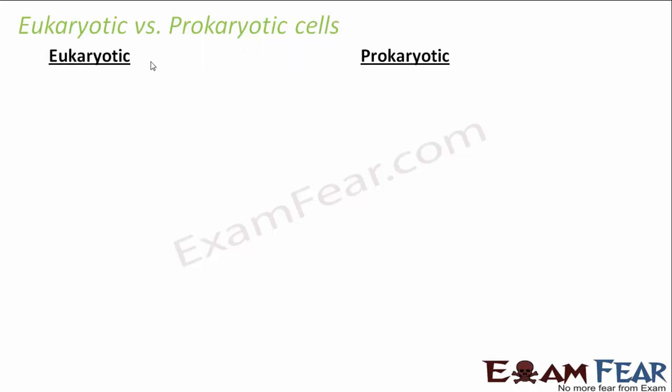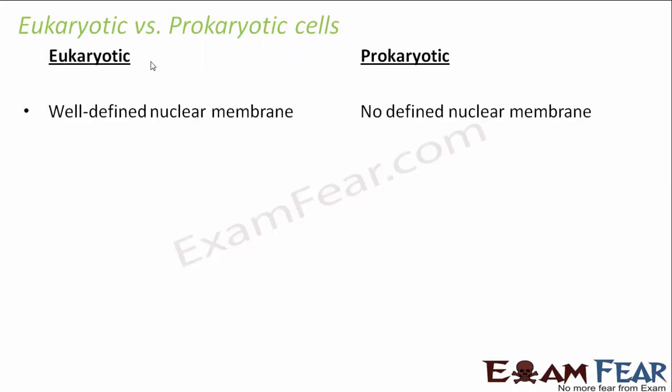Eukaryotic cells have a well-defined nuclear membrane. For example, outside the cell you have a cell membrane. Similarly, outside the nucleus you have a nuclear membrane. So in eukaryotic cells we have a well-defined nuclear membrane, whereas in prokaryotic cells we do not have a defined nuclear membrane. That means in eukaryotic cells you have a specific nuclear region where the nucleus is located. But in prokaryotic cells you do not have a specific nuclear region because there is no defined nuclear membrane. So the contents of the nucleus are scattered here and there, right?